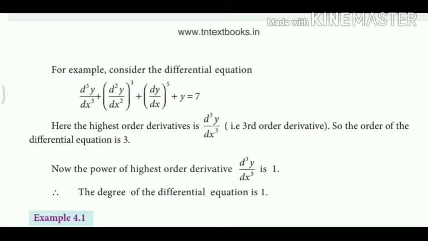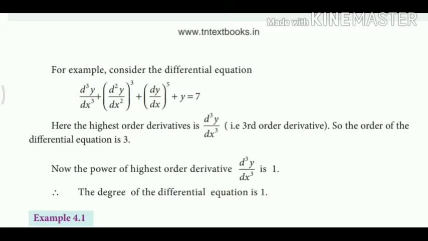Okay. Here, listen clearly. Here there are three things. One is dy by dx, another one is d square y by dx square, the third one is d cube y by dx cube. That is, in the order, first it is d cube y by dx cube, then d square y by dx square, then dy by dx. So while finding the order, first we consider these things only. Here the highest order is d cube y by dx cube. After that the next one is d square y by dx square, then dy by dx.